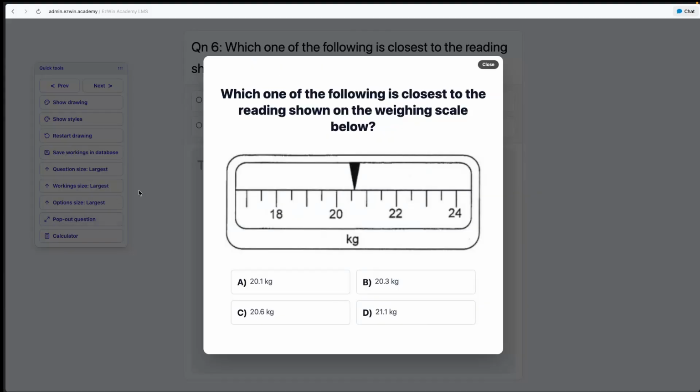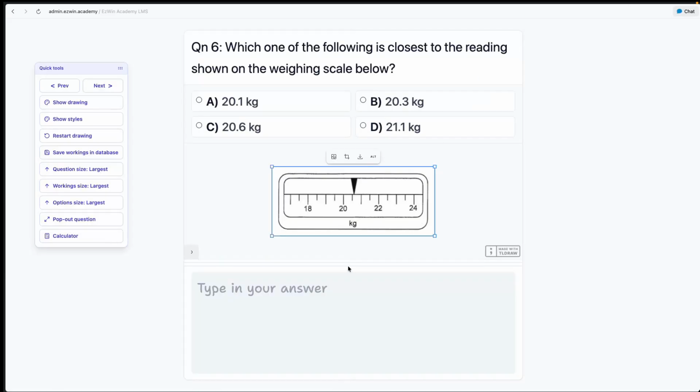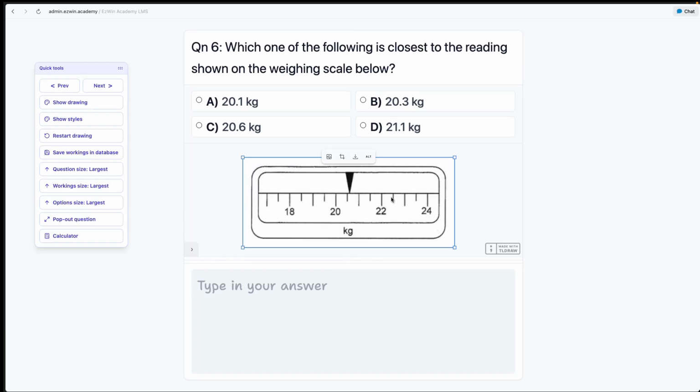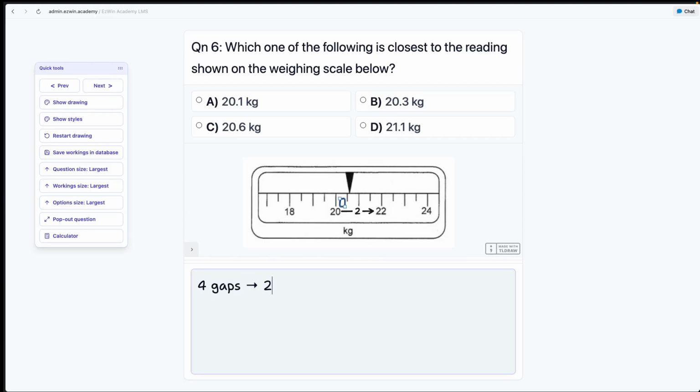Question number 6. Which one of the following is closest to the reading shown in the weighing scale below? Okay. So what we can do is we can look at it similar to the gaps, right? So in this case, we want to know what is the difference between the two numbers. So from 20 to 22, the difference is 2. And then how many gaps are there? So we have 1 gap, 2 gap, 3 gap, and 4 gap. So 4 gaps is equal to 2, right?